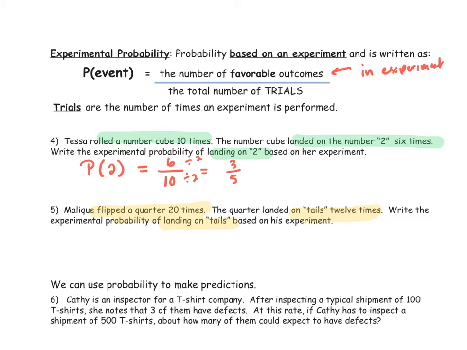So let's start by writing the notation properly. We're going to start with the probability of landing on tails. And then we look at this. He landed on tails 12 times, and he did 20 trials. So again, if we reduce this, this is going to be 3/5, because we can divide by 4 both. Finally, let's see how we can extend this and use this to help make predictions.